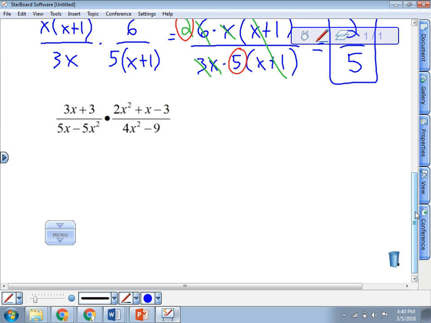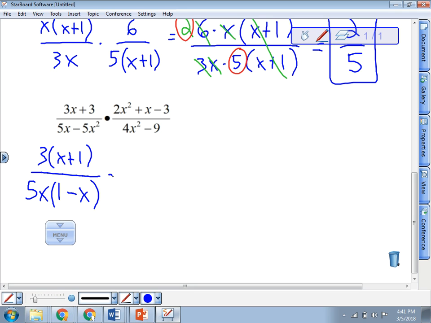Okay, so 3x plus 3. GCF first. Factor out the 3. Left with x plus 1. On the bottom, I can factor out a 5x actually. They each have a 5 and an x, and I'll be left with 1 minus x.